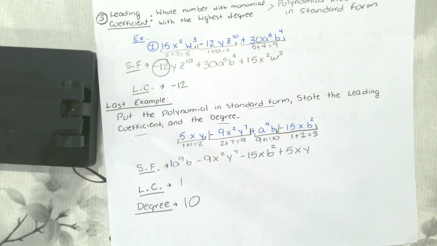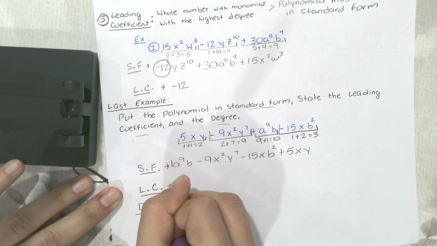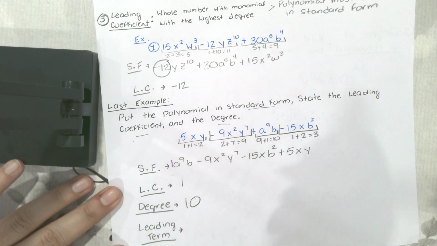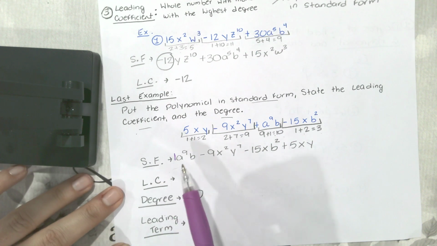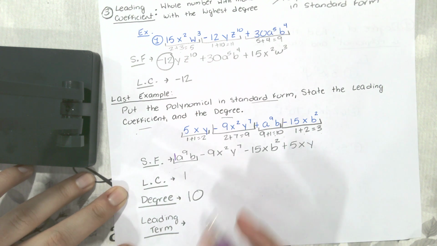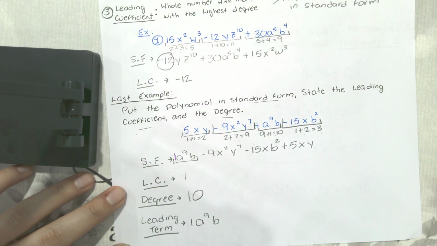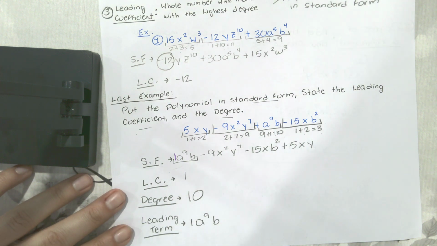There is one more vocabulary term I want to add on here that I did not go over in this video because it's not a vocabulary term that you really need the definition for. It is called the leading term. Your leading term is the term that has the leading coefficient. So if I look at this whole problem in standard form, our leading coefficient is 1, and that is tied to this whole term. So the leading term is 1a to the power of 9 times b. Okay, so leading coefficient is the whole number. The leading term is the whole term that leading coefficient is tied to. So 1 is tied to a to the 9th times b, which is the leading term for the whole problem that's written in standard form.